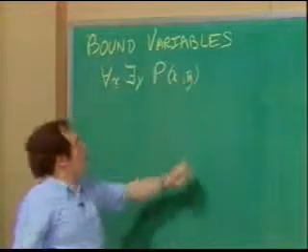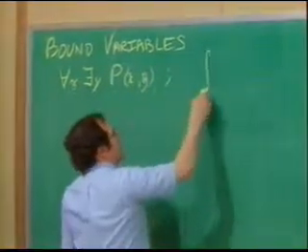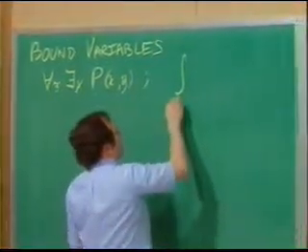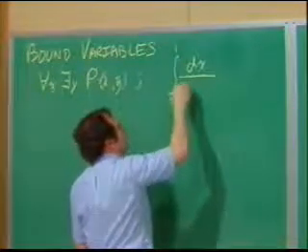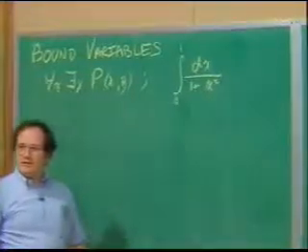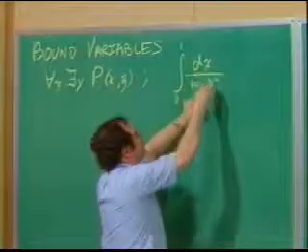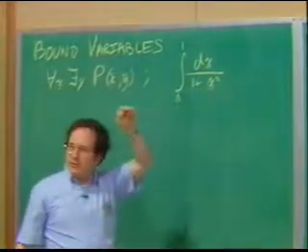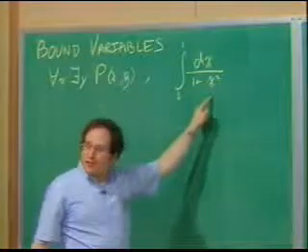That's what it means. Or another case of this that you've seen is the integral from 0 to 1 of dx over 1 plus x squared. Well, that's something you see all the time, and this x is a bound variable. If I change that to a t, the expression is still the same thing.